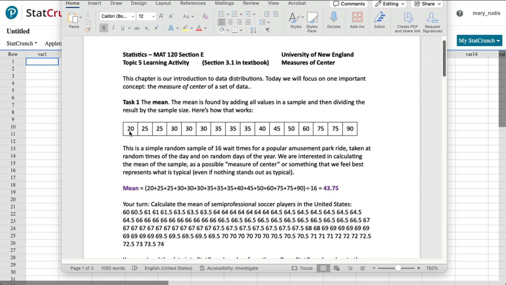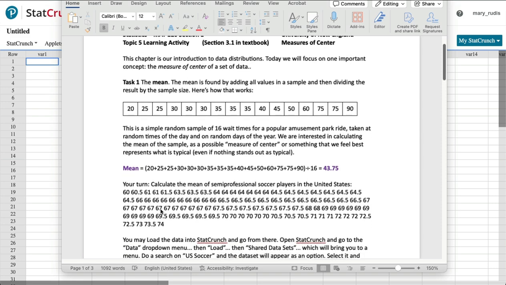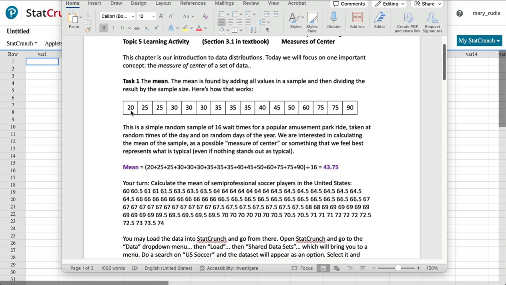The idea of the measure of center is that you want to know what is typical, like what is a typical wait time for an amusement park ride. The mean is one of those ways of measuring. I have these 16 numbers, and if you want to hand calculate it, you would add up all those numbers and divide by the number of numbers, which is n. So sum up all the numbers and divide by n, which is 16. According to this, we get 43.75.